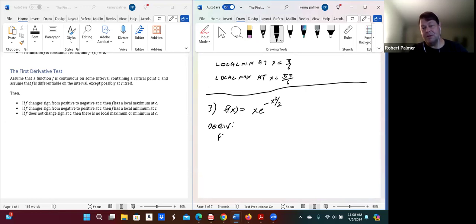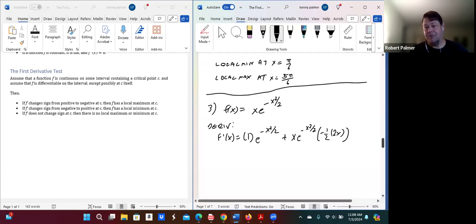So f prime of x. Now here we have to use the product rule, so it's a little more of a pain, but it's also good practice. Let's take the derivative of the first function, which is x. Derivative of x is 1, times the other function, e to the negative x squared over 2, plus the first function, x, times the derivative of the second one. The derivative of the exponential is the exponential, e to the negative x squared over 2, then times the derivative, using the chain rule, of what's in the exponent. That's first going to be -1/2, the negative and then over 2 part. The derivative of x squared is 2x.